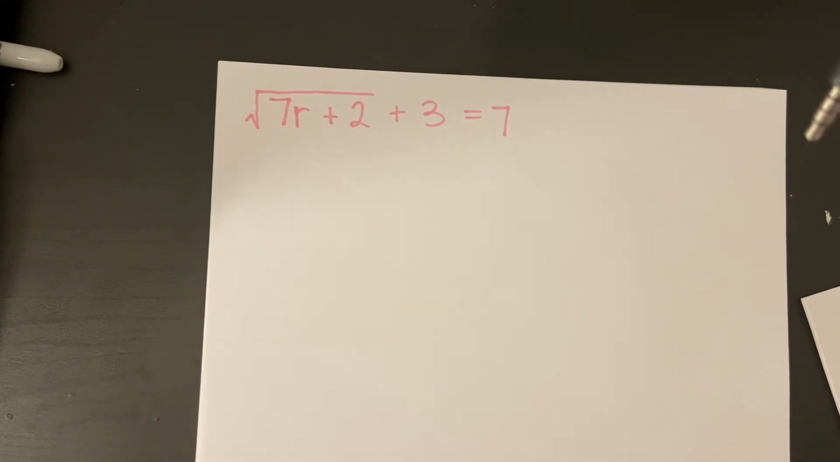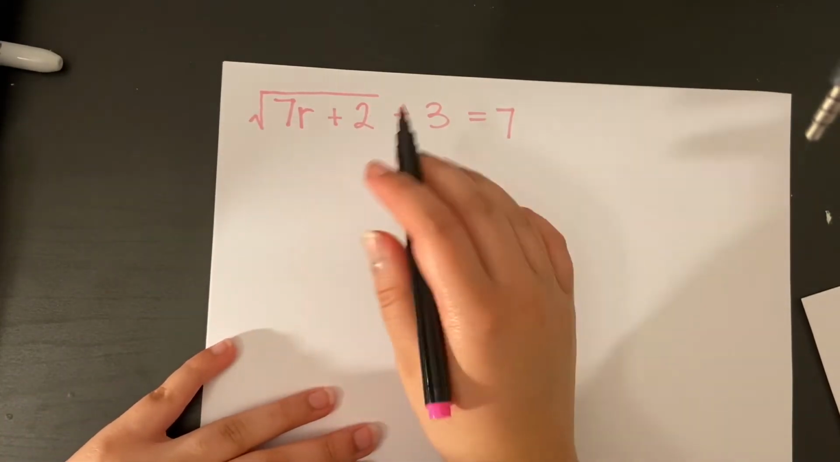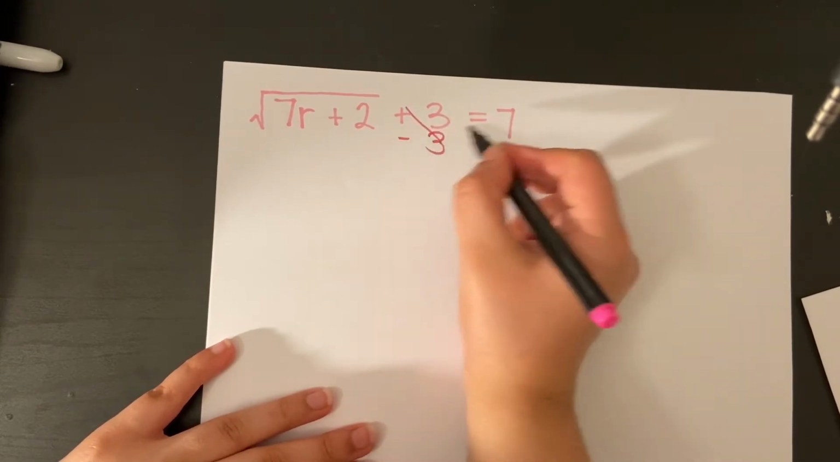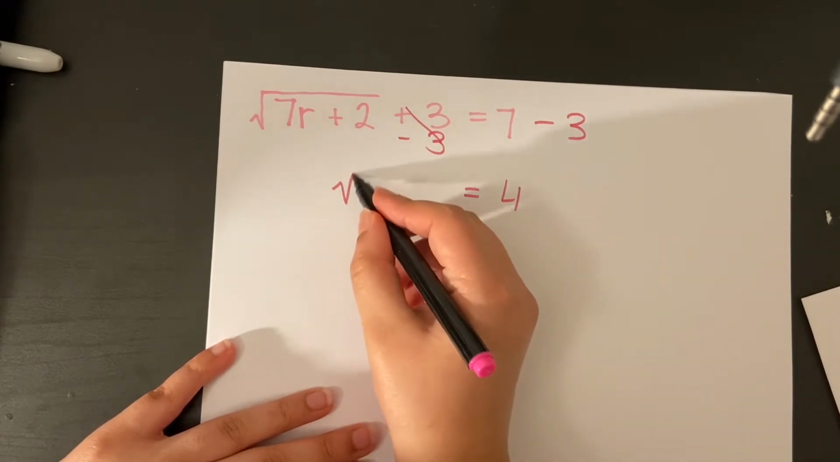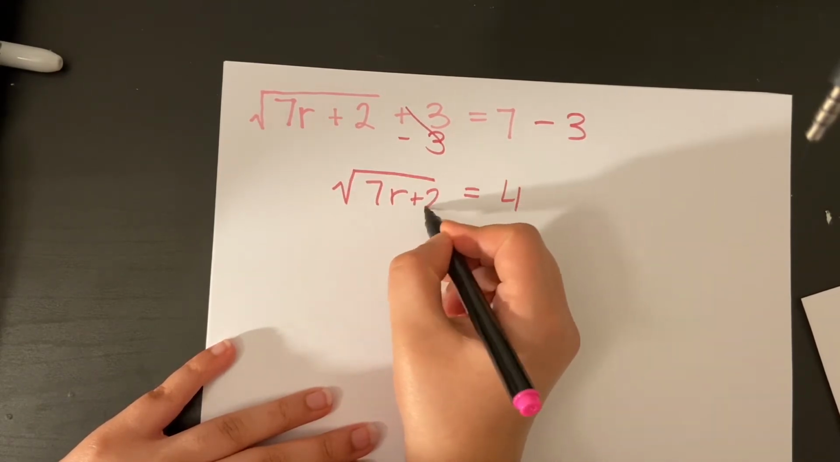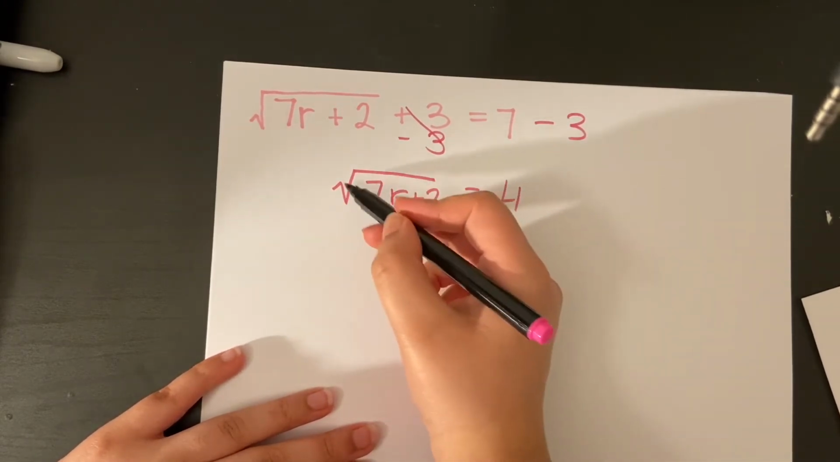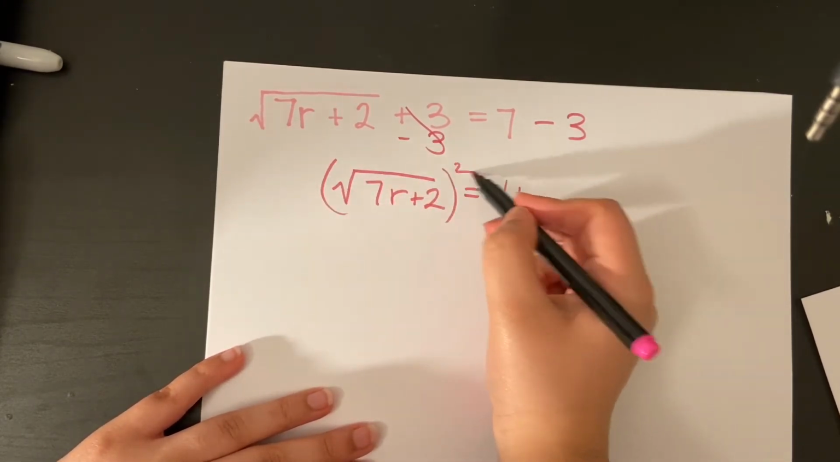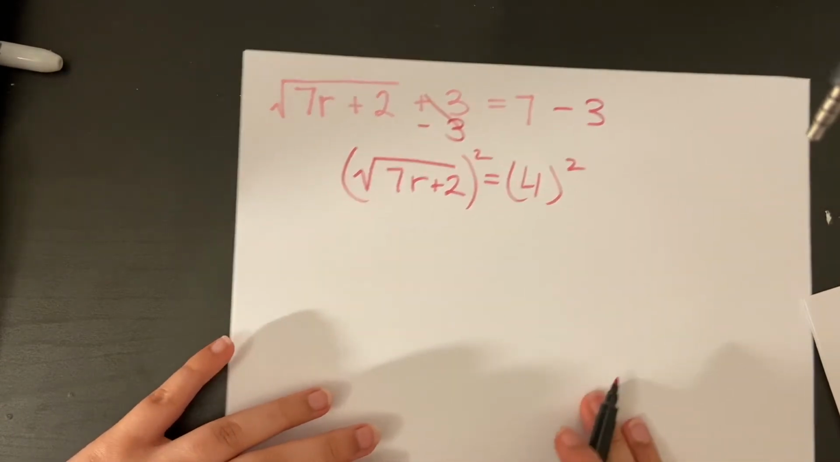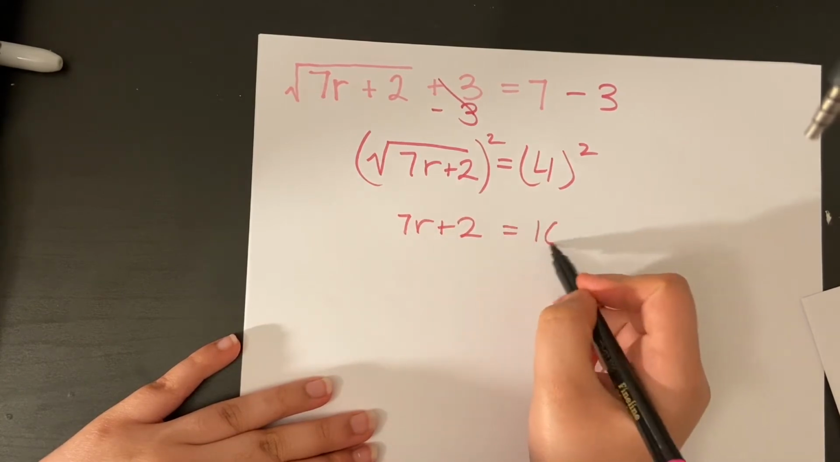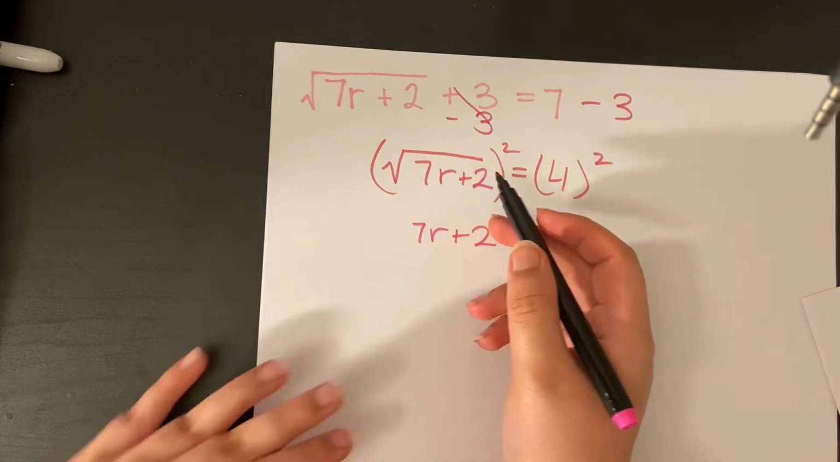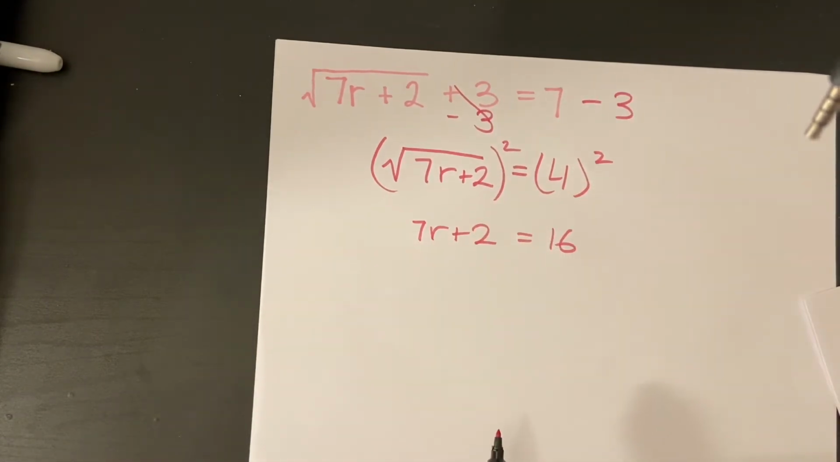The square root of 7r plus 2, plus 3, is equal to 7. First, let's isolate our root. Let's bring 3 over to the other side. So 7 minus 3 is 4, and we have the square root of 7r plus 2. Let's square it so that we get rid of this root here. So we have to square both sides. This becomes 7r plus 2, and this equals 16. Again, if one side is squared, the other side has to be squared as well.